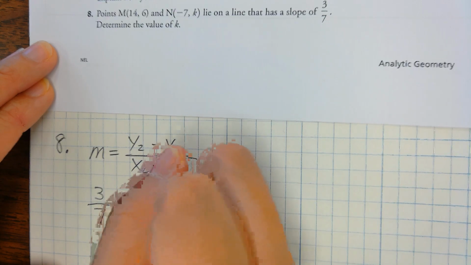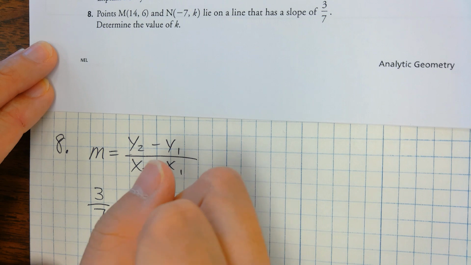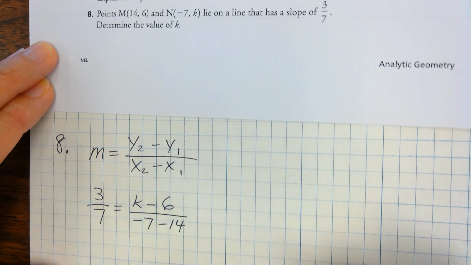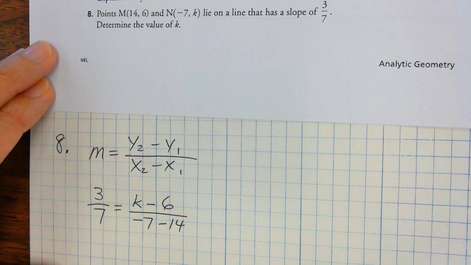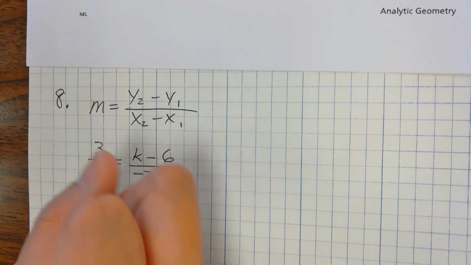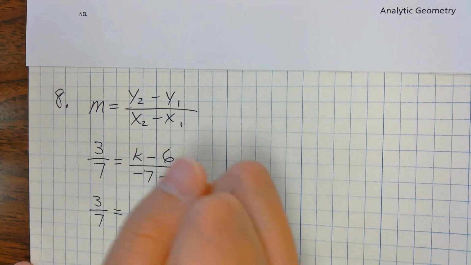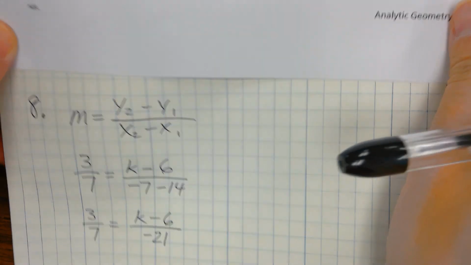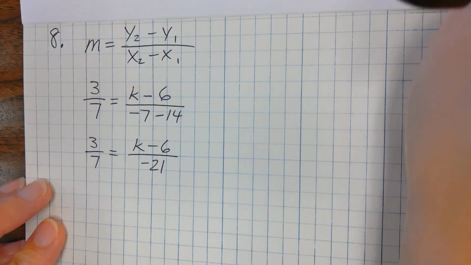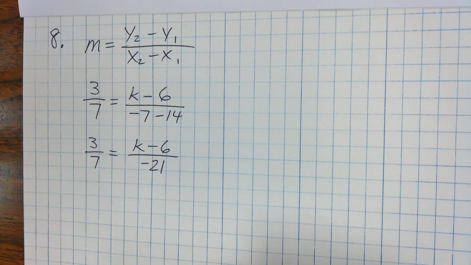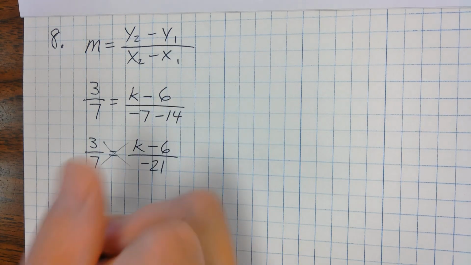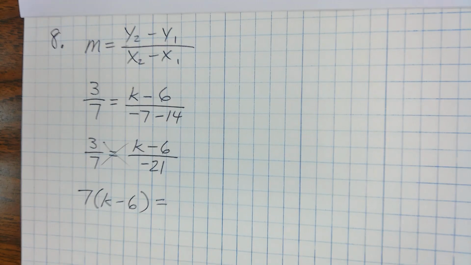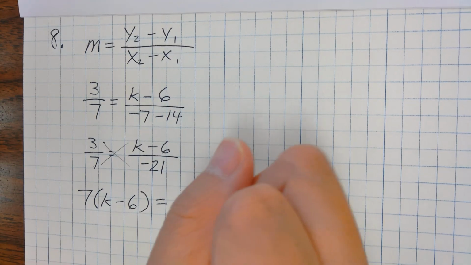y2, k. y1, 6. x2, -7. x1, 14. Okay, so I substitute the numbers into the formula. And then I can simplify this bottom right here, -21. Okay. I have a fraction equal to a fraction. Easiest way to do this, cross multiply. So 7 times k minus 6 equals 3 times -21, -63.